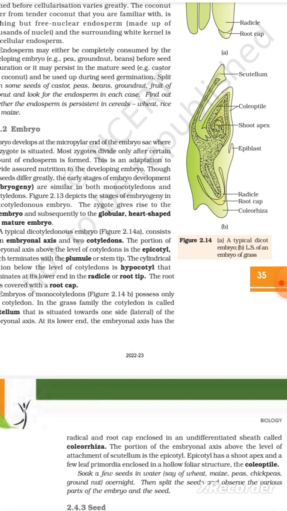coleoptile. Soak a few seeds in water, say of wheat, maize, peas, chickpeas, groundnuts, overnight, then split the seeds and observe the various parts of the embryo and the seed. Figure 2.14a: a typical dicot embryo. B: LS of an embryo of grass.